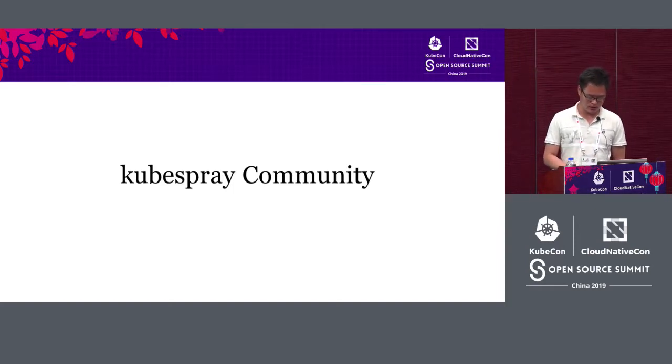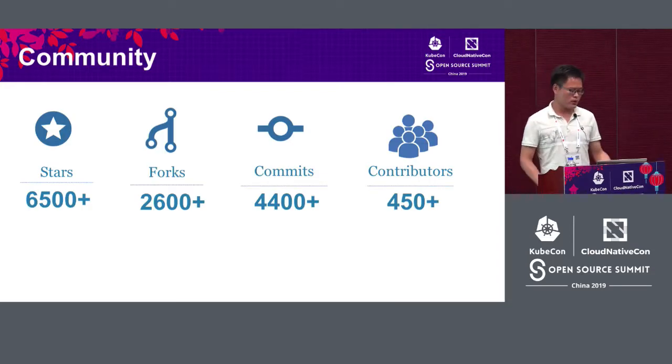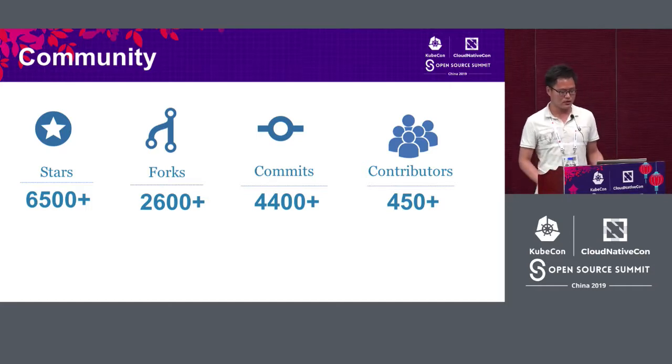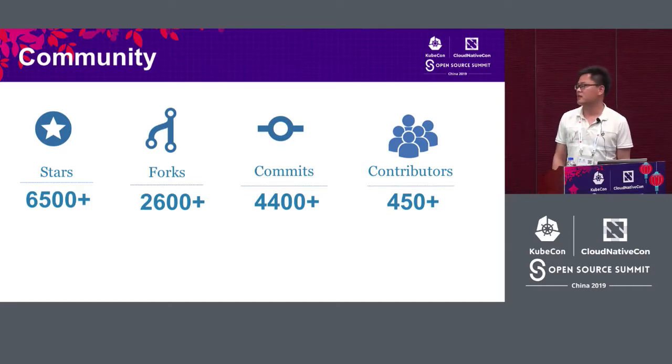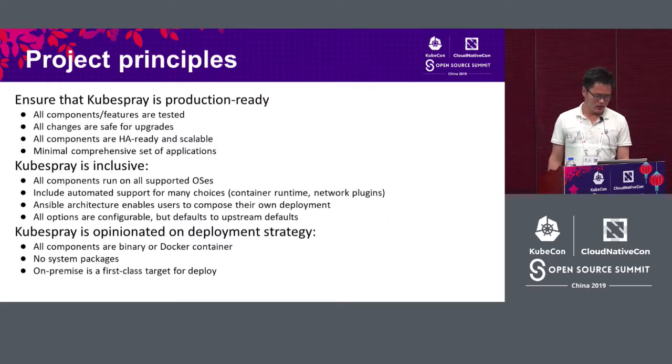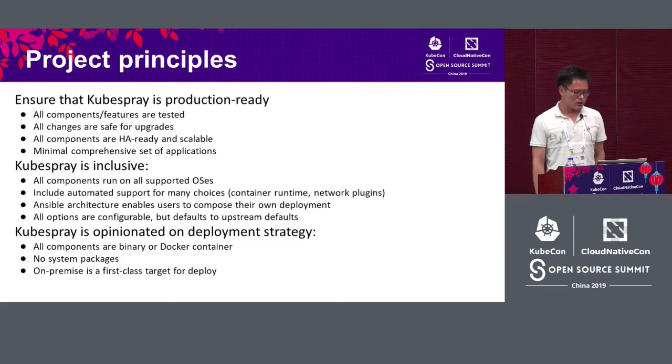Next, let me talk about Kubespray community development. Over the past 1 year, Kubespray has grown very fast. Now we have 6,400 stars, 2,600 forks, 4,400 commits and 450 contributors, most of whom actually joined us over the past 1 year. That is, over the past 1 year, the number of contributors grew by over 200.